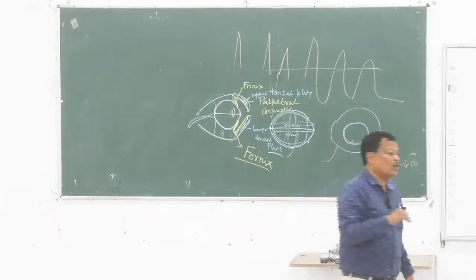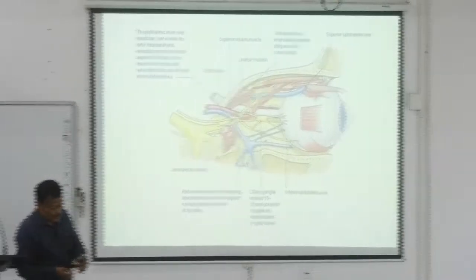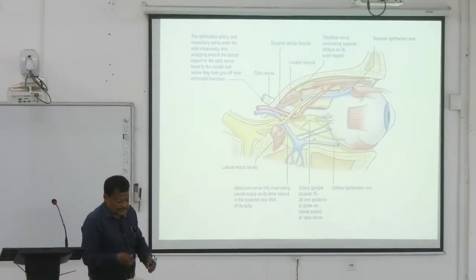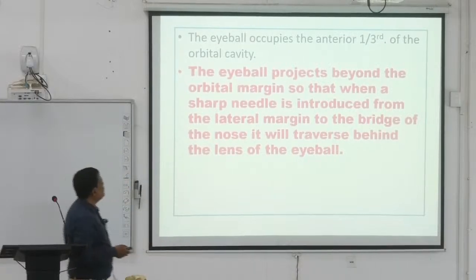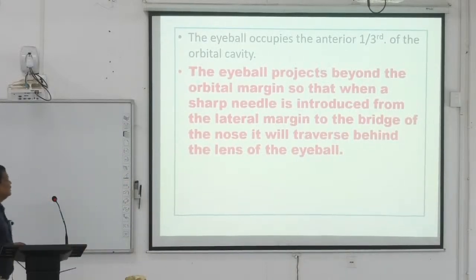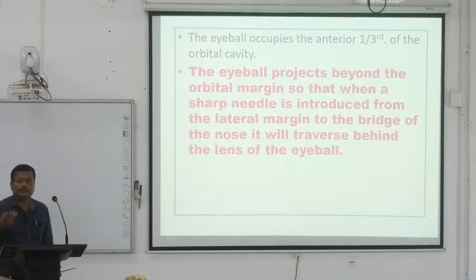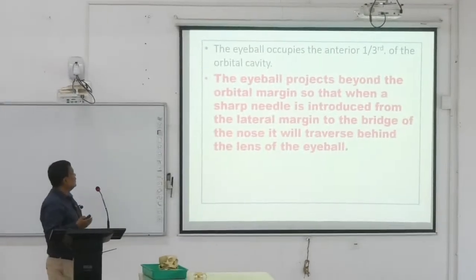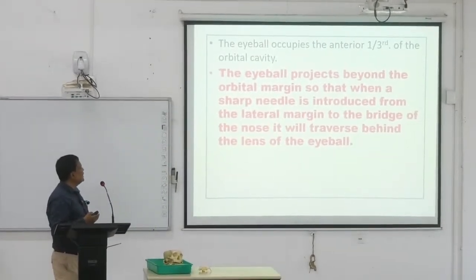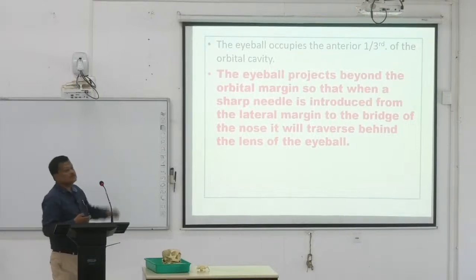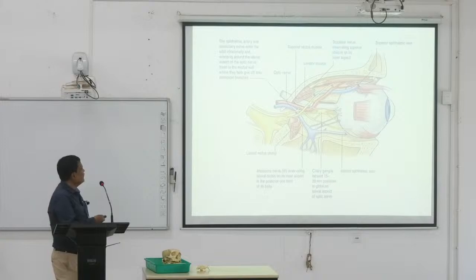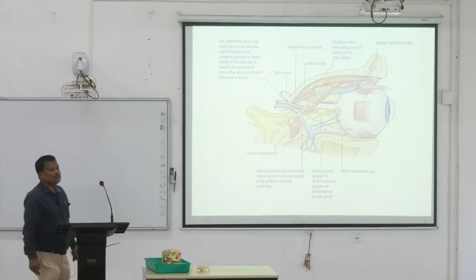তাহলে এই ইন্ট্রোডাকশন নিয়ে এবার আমরা অরবিটে ফিরে যাচ্ছি। What are the contents of the orbit, পরে আসবো। এবার মার্জিন, বাউন্ডারি অফ দ্য অরবিট পড়ি। এই যেটা বললাম, eyeball projects beyond the orbital margin, so that when a sharp needle is introduced from the lateral margin to the bridge of the nose, it will traverse behind the lens of the eyeball. This is the contents of the orbit.